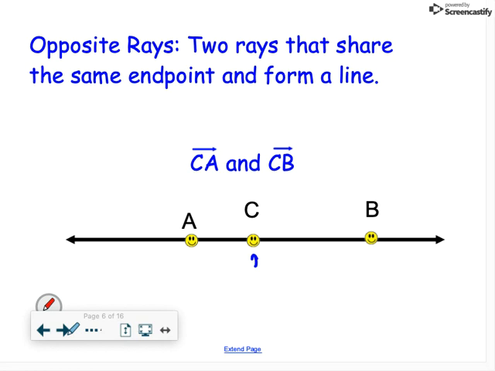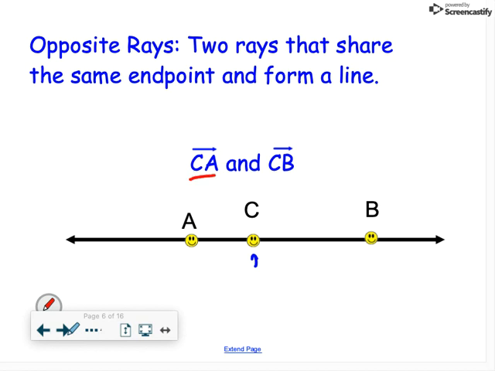Our next term is talking about rays again, but they're called opposite rays. Our vocab word, opposite rays, is 2 rays that share the same endpoint and together form a line.